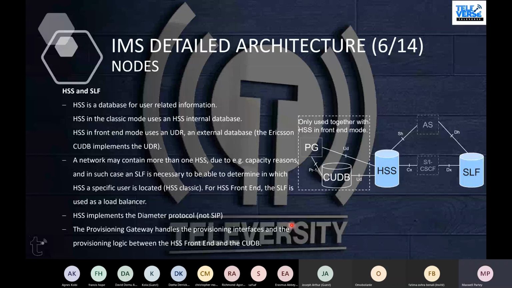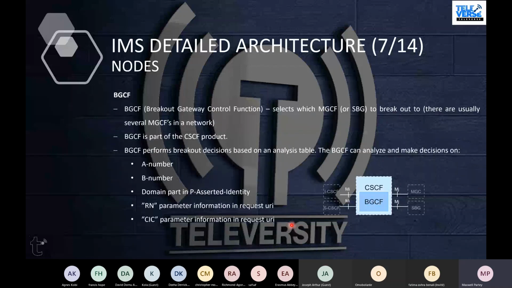to be able to retrieve that information and send it to the calling node, such as the MSC or the CSCF. Okay. Now, another important node is the BGCF. The BGCF is the breakout gateway control function, which exists in the CSCF. So as you can see, the CSCF has within it the BGCF.